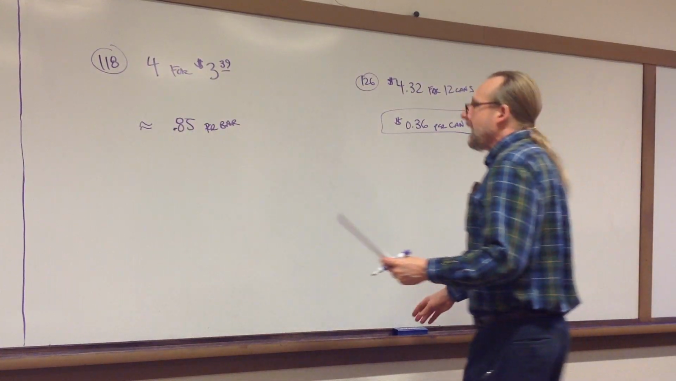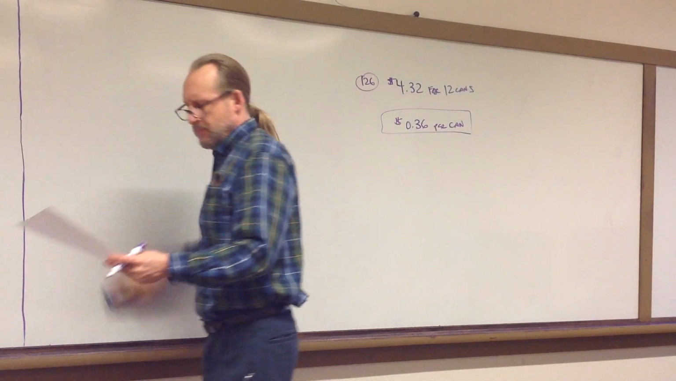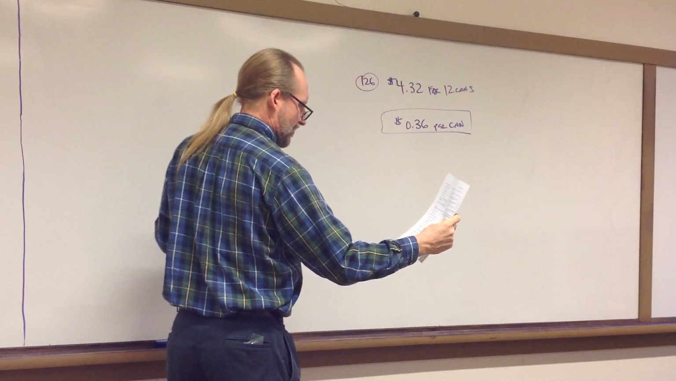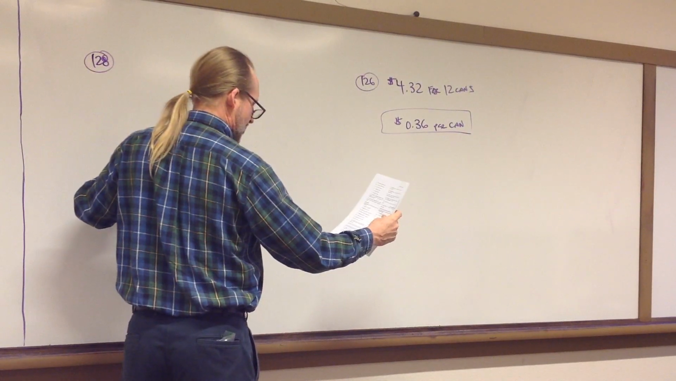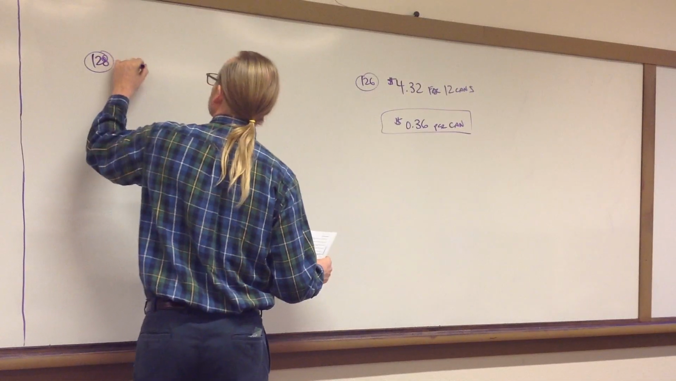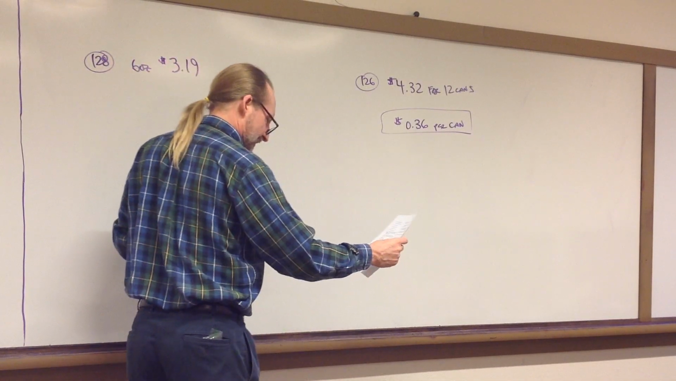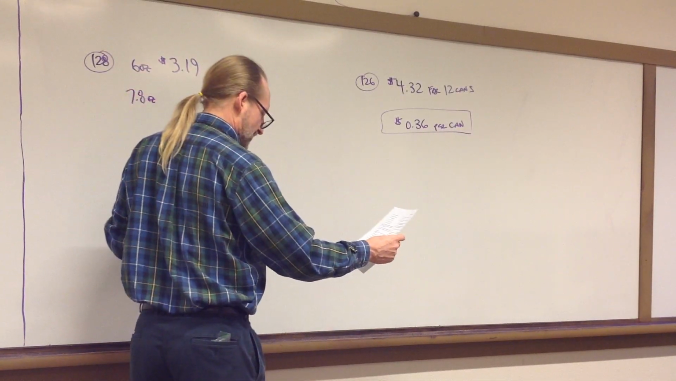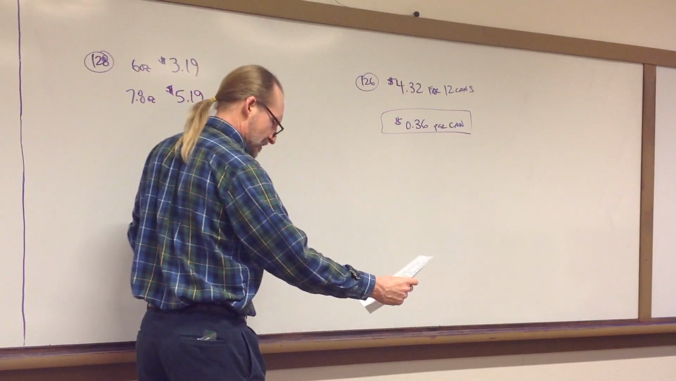Okay, and then we end with these better buy questions. So that's what I was talking about at the beginning here. So let's look at problem 128. We've got 6 ounces for $3.19, or 7.8 ounces for $5.